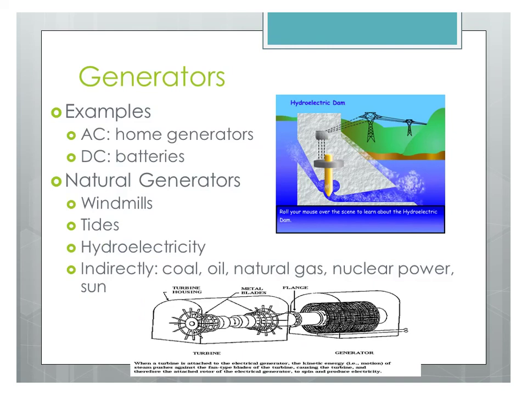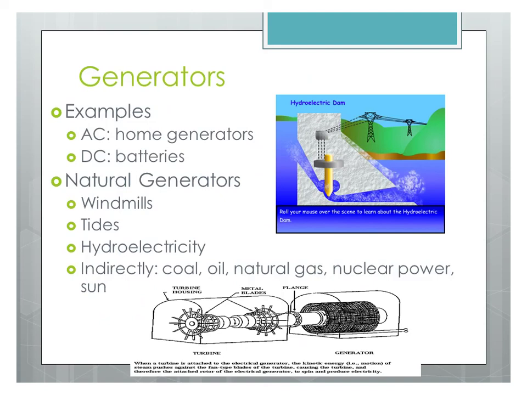All right, and so some examples of things that use these different types of generators. AC generators are the home generators we just discussed, and these are what's going to give you power if there's an outage. DC generators are batteries, so the electricity is always going to flow out one end of the battery and always go back into the opposite end.